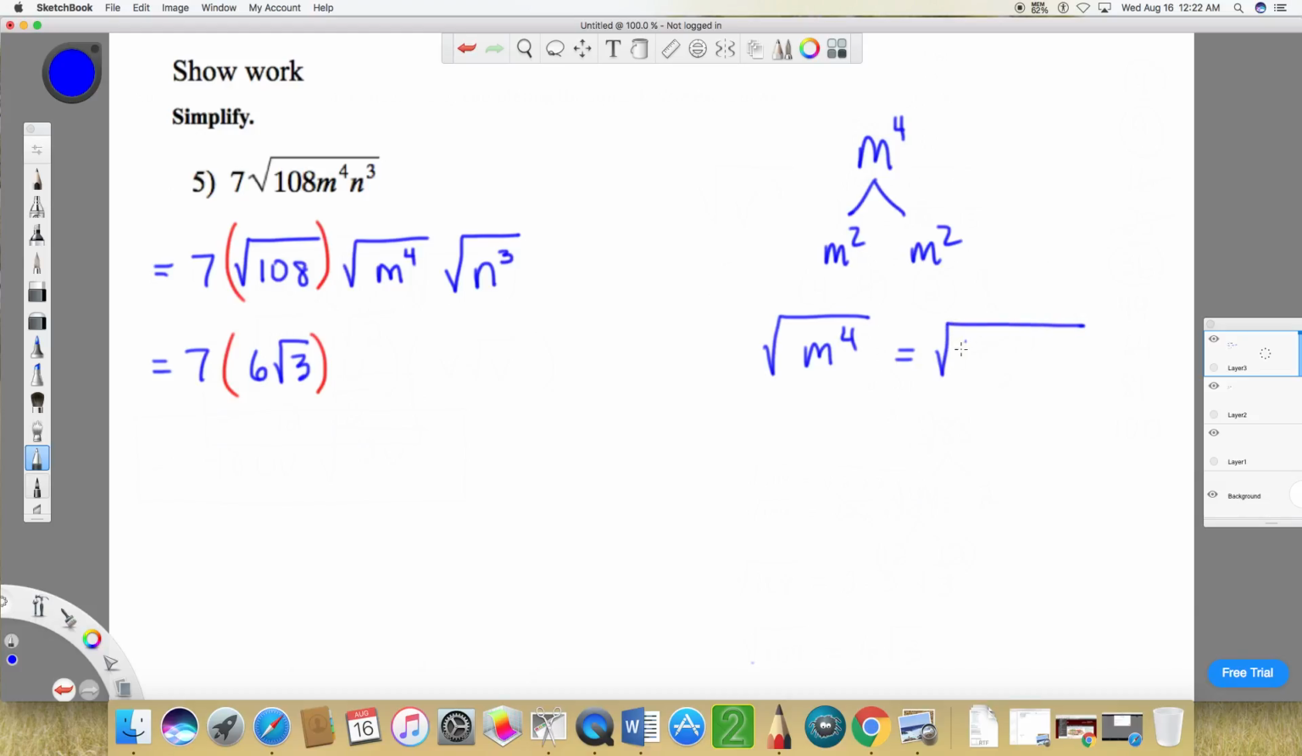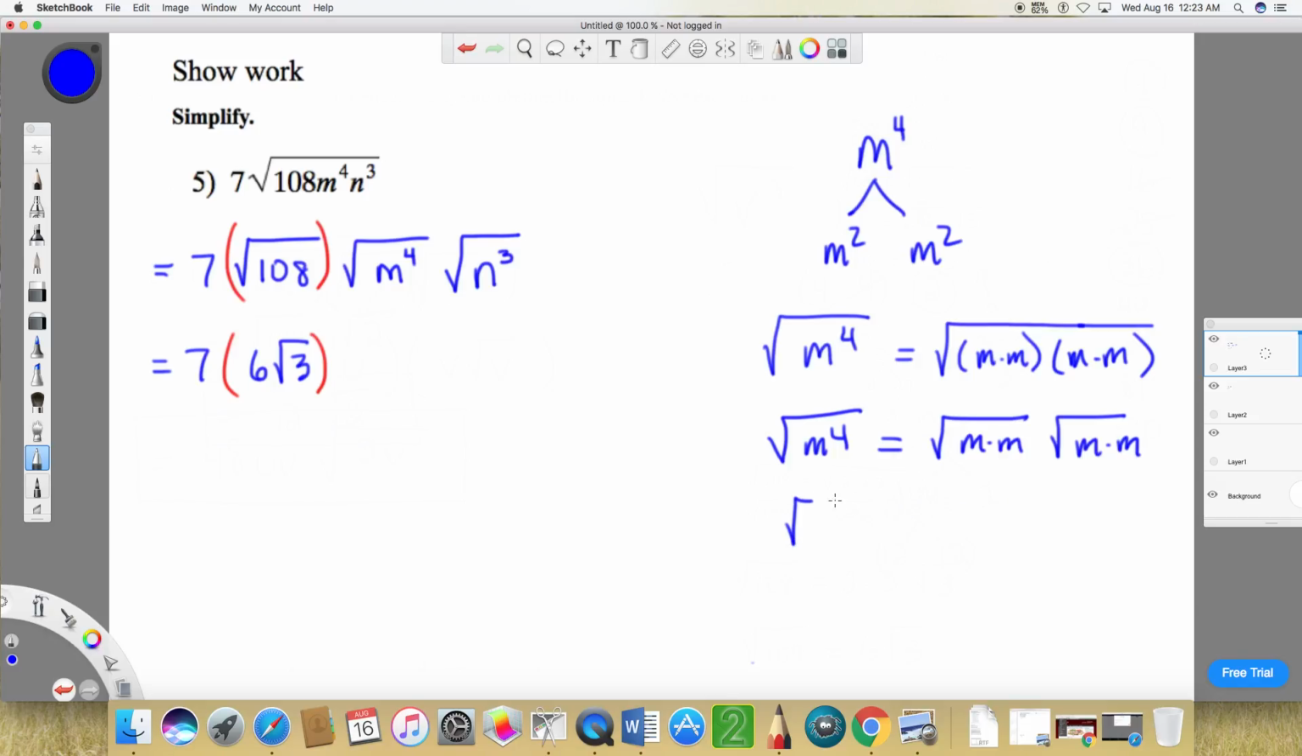If you write this out, m times m times m times m. In other words, m times m is m squared, m times m, that's what I get from my factor tree. And you know that you can split that apart. And when you have a pair, that's just m. I have a pair, that's just m. And when you are multiplying with the same base, you add the exponent.